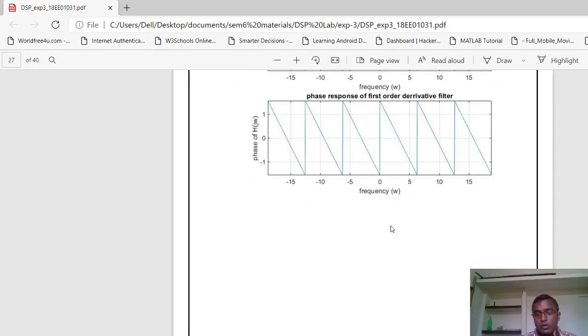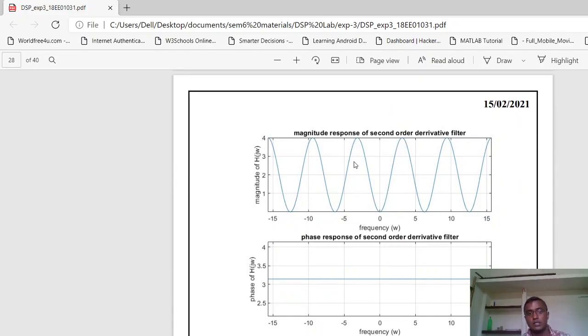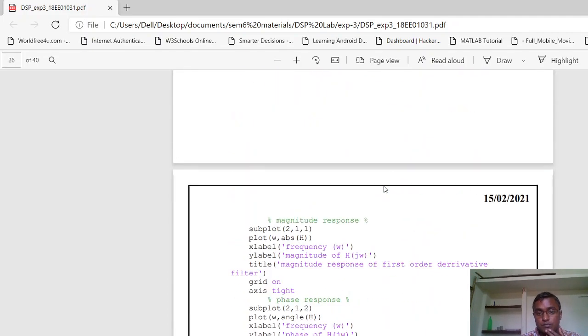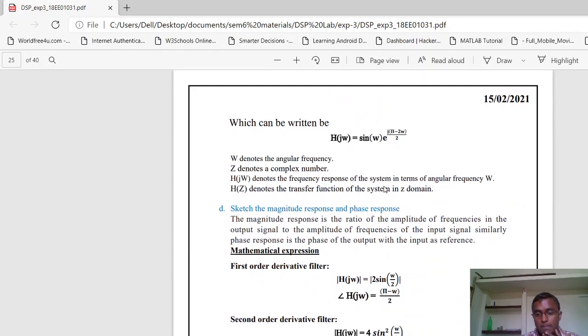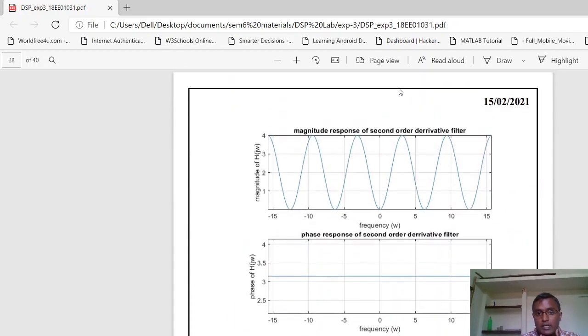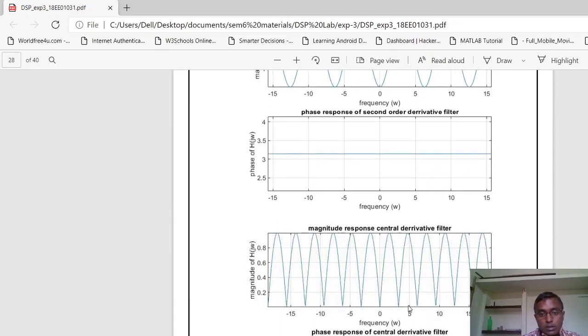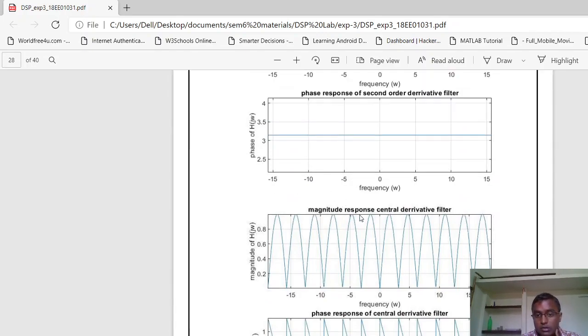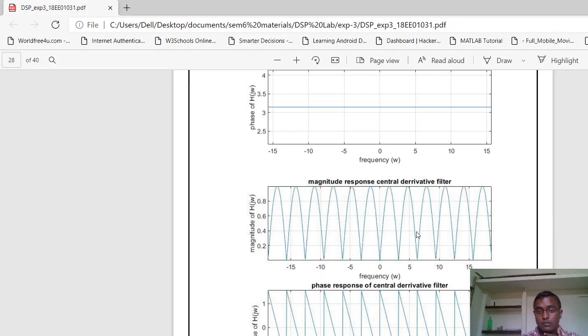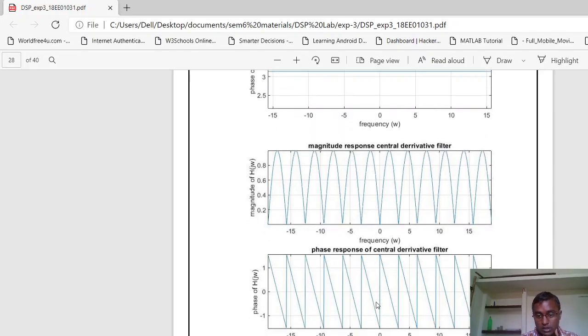This is for the first order derivative filter, and this is for the second order. As we can see, in the second order derivative filter we have h of j omega equal to minus 4 sin square(omega by 2). That is always a negative number, so we are getting phase as plus pi. We can take minus pi also, either one. So the magnitude response of the central derivative filter again becomes similar to that mod of sinusoidal graph.